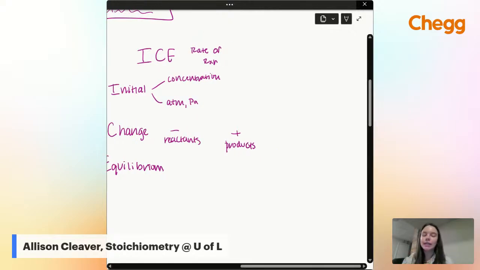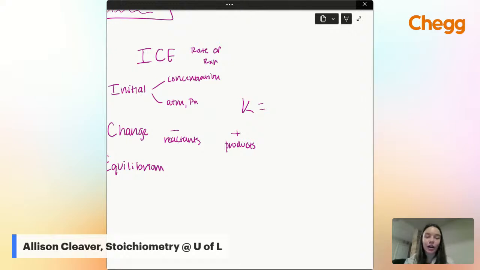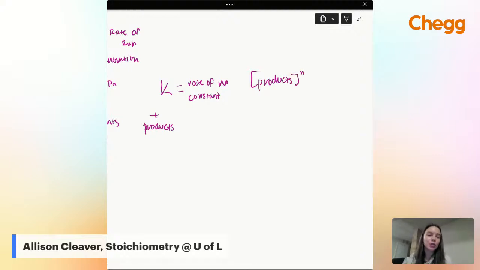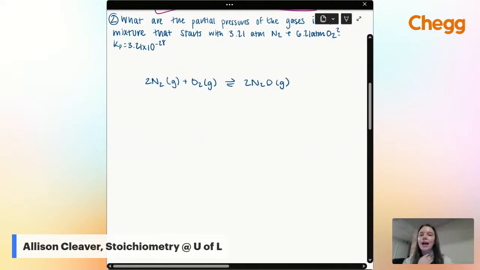Oh, and then one more important thing that we'll be dealing with is K. K is the rate of reaction constant. It's a constant that's going to give us all the information we need to know about the rate of reaction. And you find that by doing the concentration of your products to an nth power, which we'll go over when we see the problems, over the concentration of reactants. And if anything I'm going over isn't making sense, please type that in the chat and I will go over it in more detail. I'm here to help, so any questions you have, ask them.